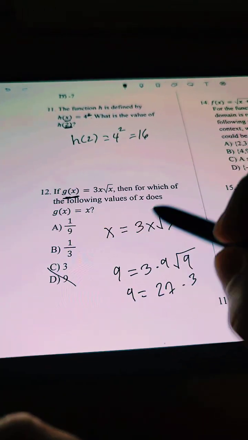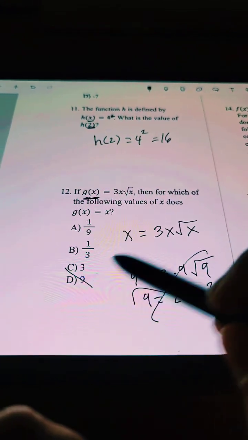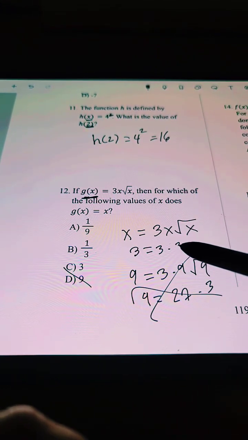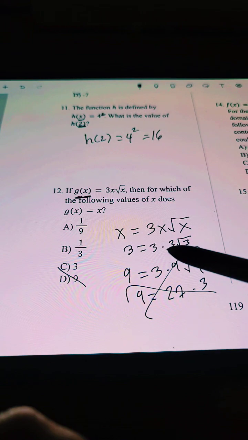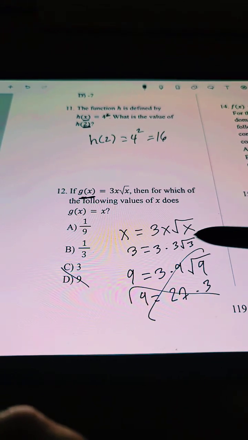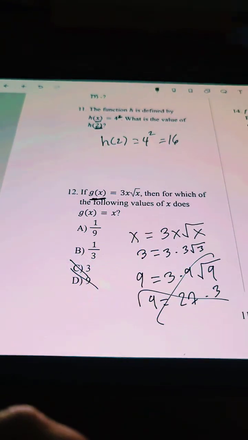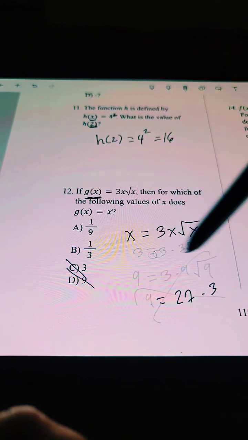Like, start with the easy ones first. And then do the same thing with 3. So 3 is equal to 3 times root 3. So then that's going to be definitely not it, because 9 times root 3, no. So let's erase that.